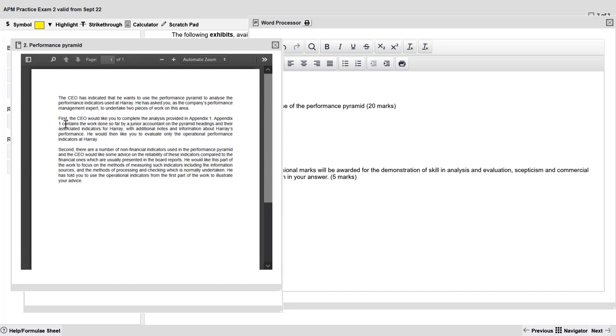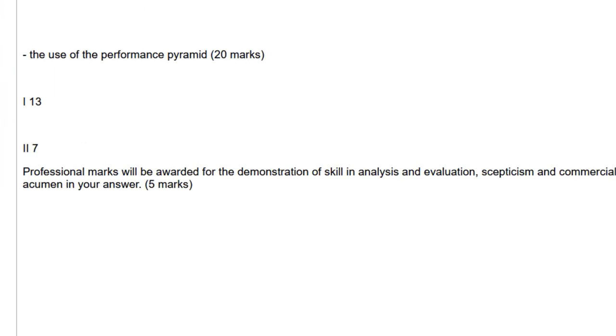Make sure that you read these two tasks very carefully and do exactly what the CEO is asking you to do. We're going for 13 marks in this first part, so let's give the marking team enough material to give you passing marks. We said that's about 8 or 9 developed ideas. And for the second requirement, we're going for 4 or 5 developed ideas.